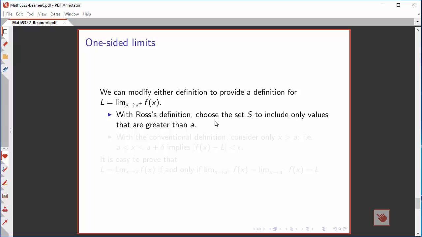If we're using Ross's definition, all we have to do is say we're going to choose this set capital S to include only values that are larger than a. If we want the conventional definition, we consider only values of x that are greater than a. In other words, this limit has the specified value if for any x between a and a plus delta, the difference between f of x and L has absolute value less than epsilon, and we don't worry about x's that are less than a.